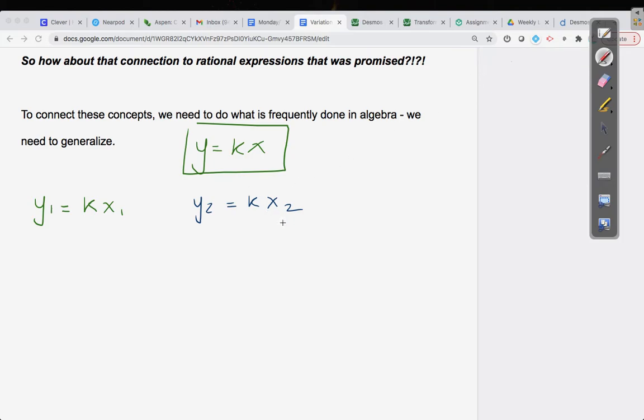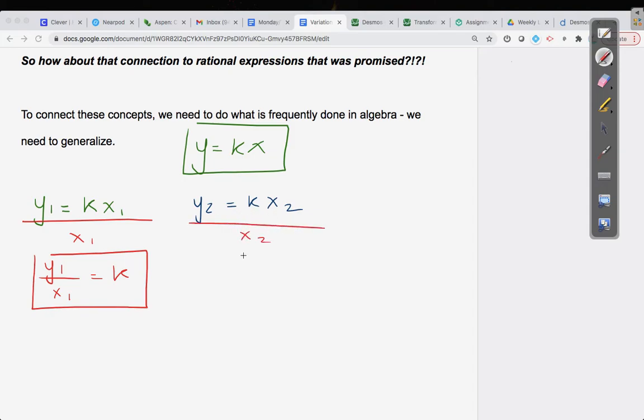So let's say that in each of these cases we want to solve for k. I want to solve this equation for k and I want to solve this equation for k. Well, I'm going to use a little bit of basic algebraic manipulation. I'd end up with y sub 1 over x sub 1 is equal to the constant of variation here. And on this side, if I were to isolate the k, I'd divide by x sub 2, and I'd end up with y sub 2 over x sub 2 is equal to k.